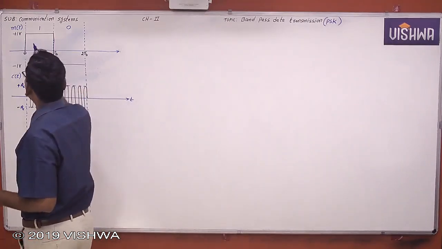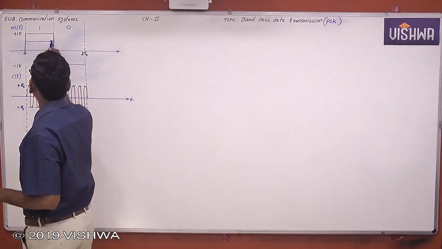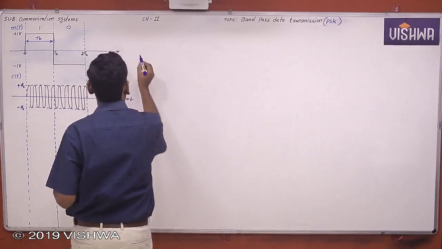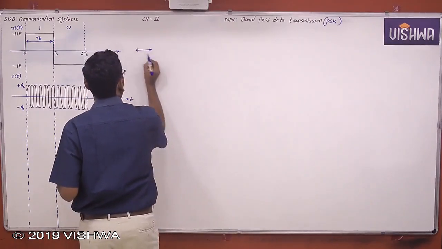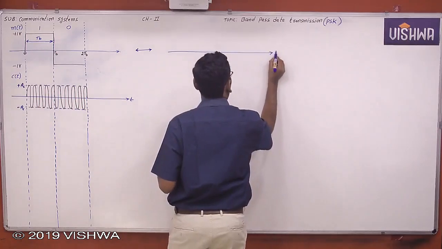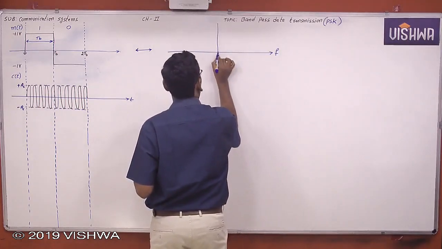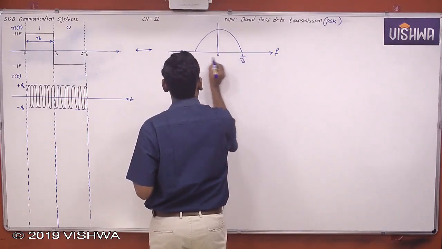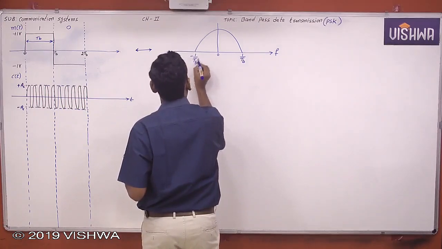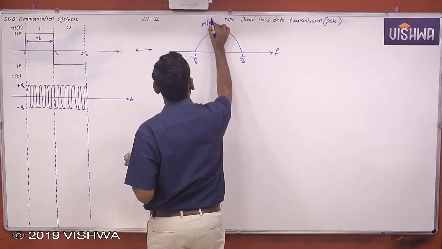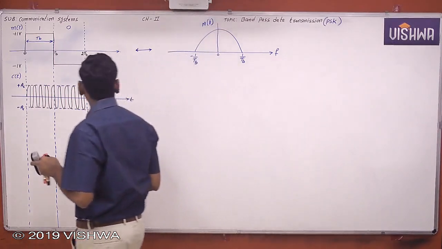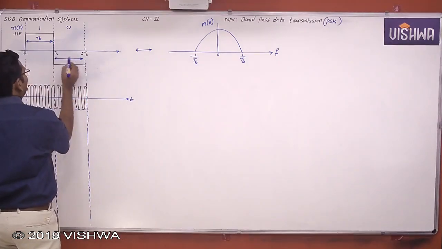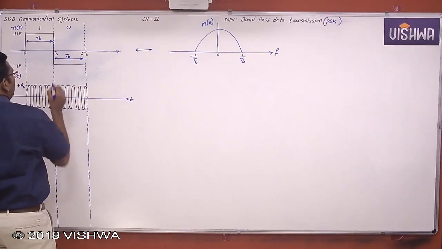Now this is binary data, binary 1, a rectangular pulse, but of pulse width how much? TB. If a rectangular pulse has pulse width TB, then its Fourier transform is nothing but a sinc function of reciprocal to the pulse width. This is M of f. Now for binary 0, what about binary 0? Binary 0 is also a pulse width of TB only, but with a negative sign.